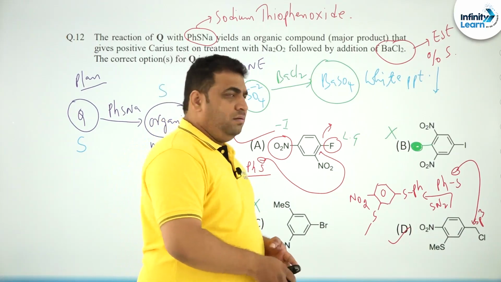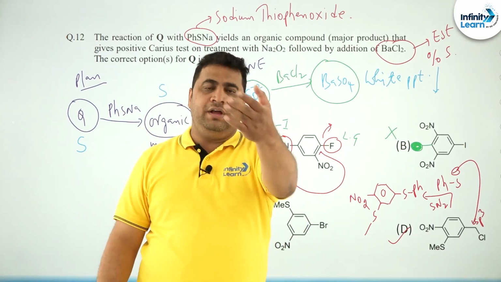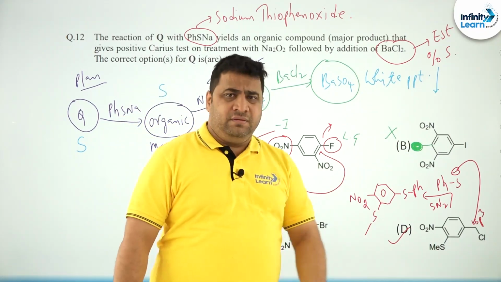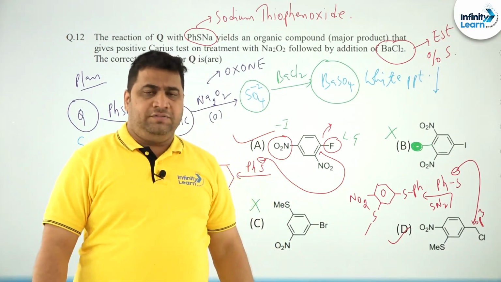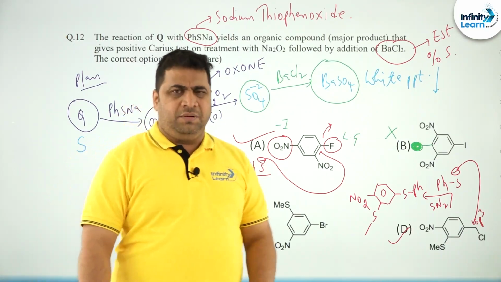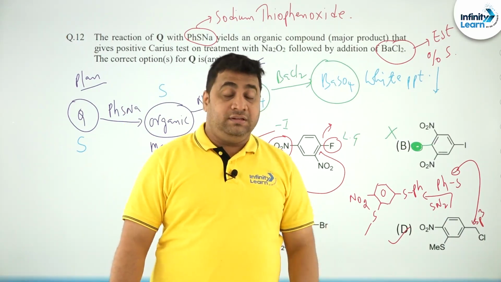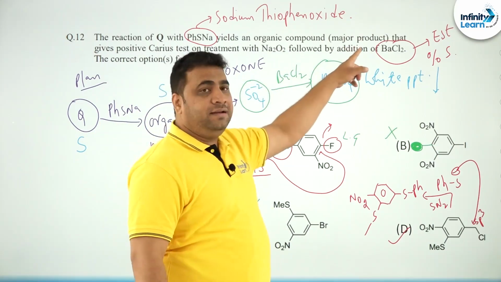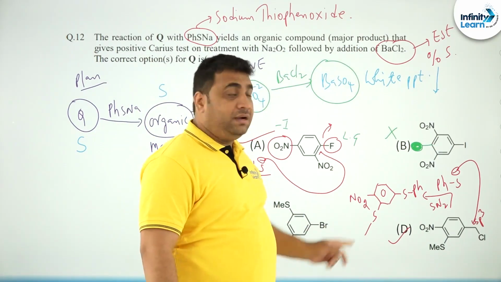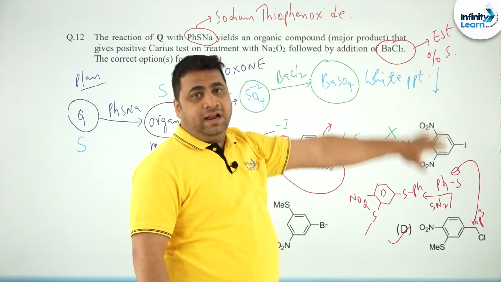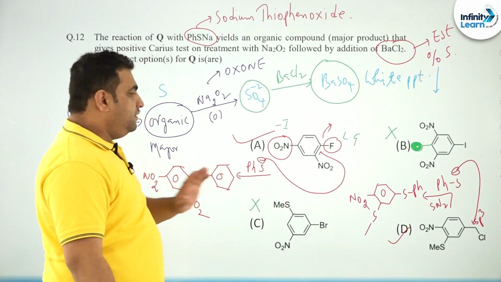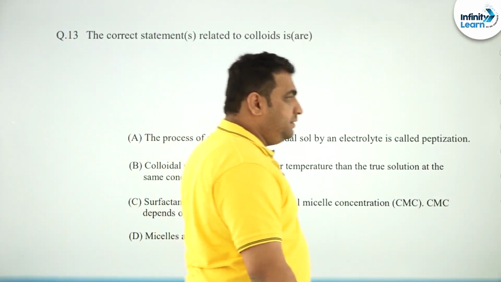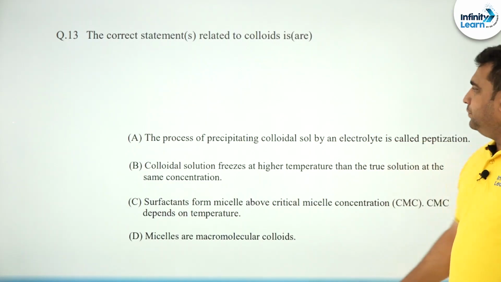But dear students, my doubt to you and your doubt to me is, can't iodine leave 2% or at least 5% or 10%? Some reaction may occur as a minor product, yes, it can happen. And since he used the word major, that is why we have ignored B and C. But if the word major disappears, then the answer will be A, B, C, D. However, this is your correct answer. Okay. The correct statement related to colloids is R. Okay. So let us start.